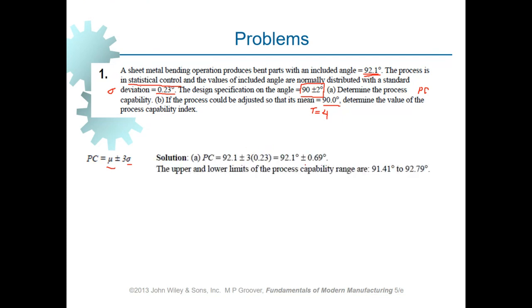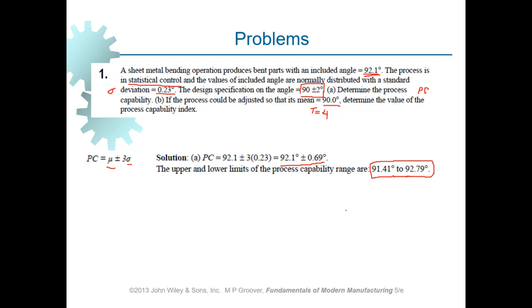So what we need to do is just to substitute these values and get the value of PC computed. If we substitute these values, then it comes to this much, and we can compute the lower and upper limits of the process capability. Taking this value away from 92.1 gives us the lower limit, and adding this value to 92.1 gives us the upper limit of the process capability. So the process is capable of producing parts with an included angle within this range.